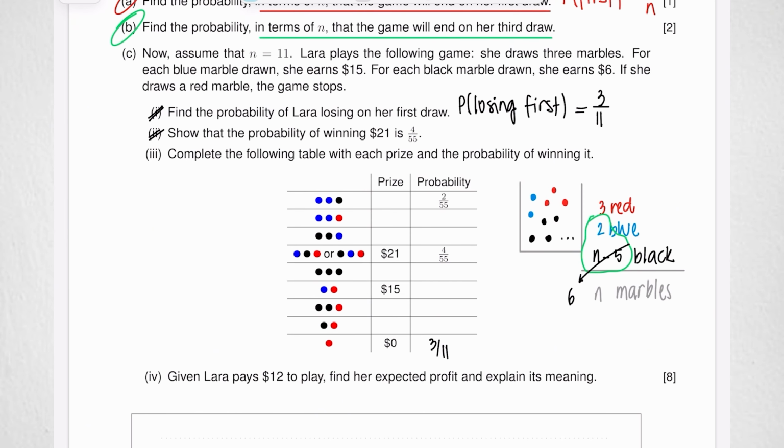Now, for question 2i, we need to show that the probability of winning $21 is 4 over 55. So we're verifying this result, which is already on the table. And a slight hint was given here, which is for her to win $21, she needs to draw a blue and a black, or a black and then a blue. And for the third marble in each one of these cases, well, it has to be a red one. So she loses and ends up with only $21. And by the way, that's the prize money. That's not exactly the profit because she still will pay to play the game, but that's only for question number 4.